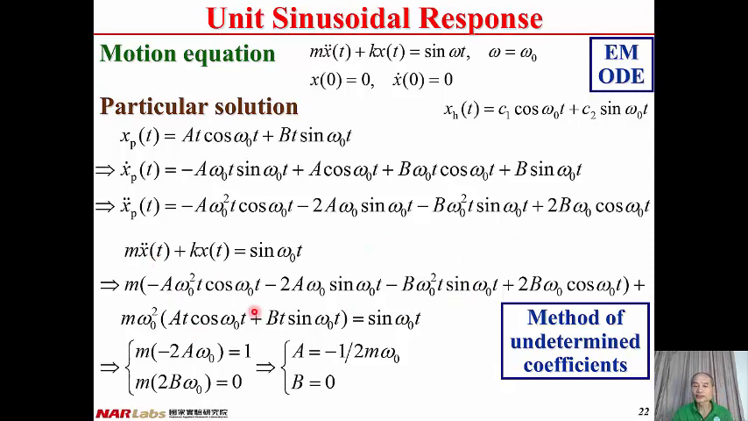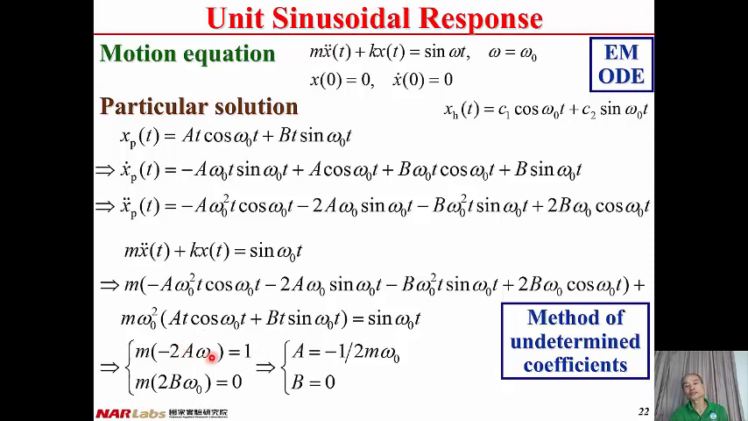Because cosine omega 0 t and sine omega 0 t are independent, this equality holds if and only if the coefficient of cosine omega 0 t on the left hand side of the equation equals that on the right hand side. From the same argument, the coefficient of sine omega 0 t on the left hand side equals that on the right hand side. So we can have two equations, one for sine omega 0 t: the coefficient on the left hand side equal to the coefficient on the right hand side.